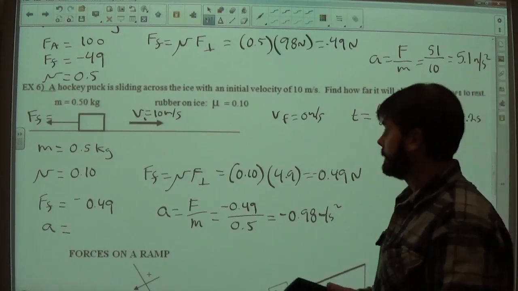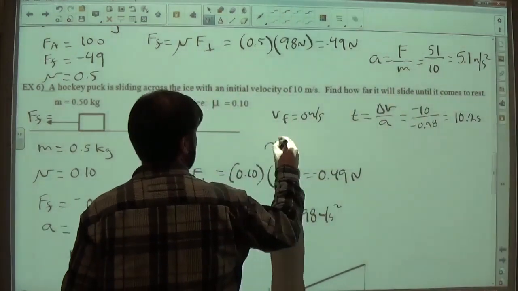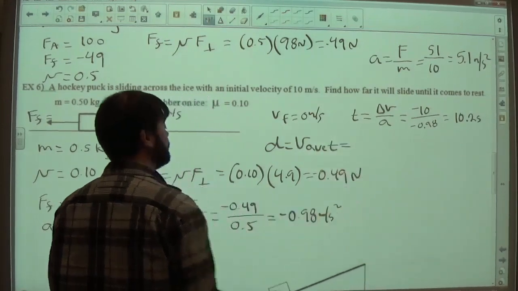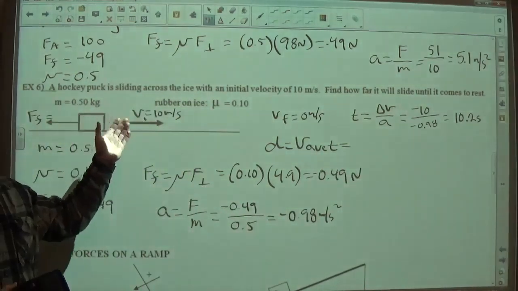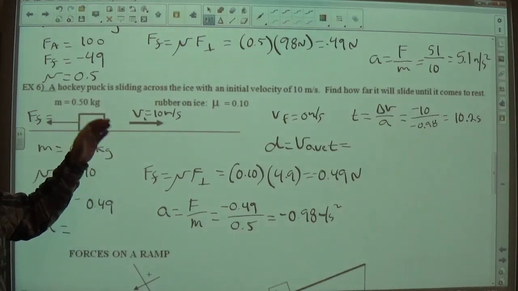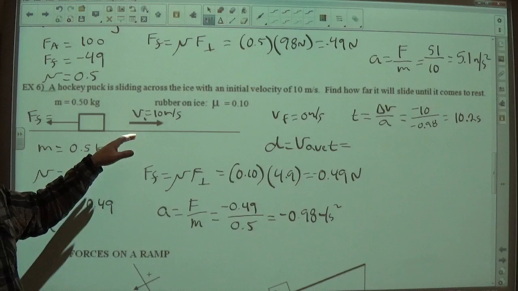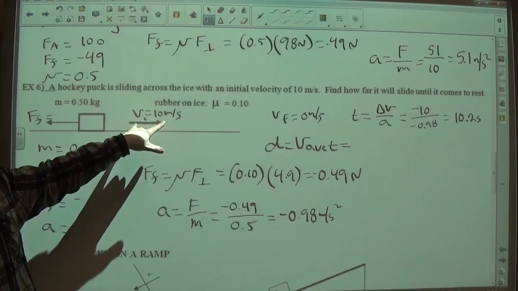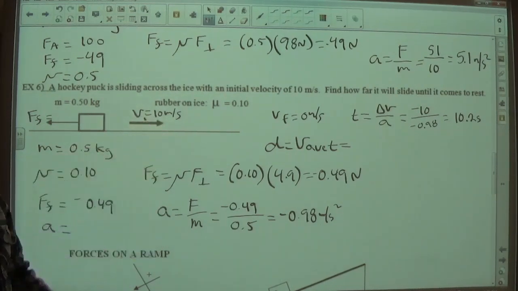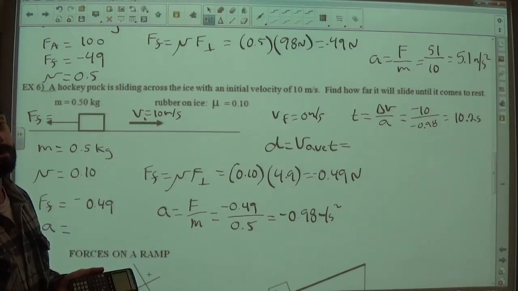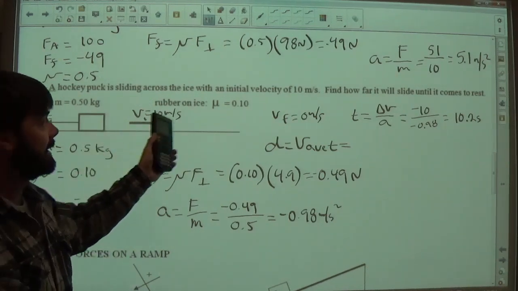And to try to figure out a distance, we have velocity average multiplied by time. How far does it go? What's the rate that it's going, how many meters per second, multiply that by the seconds or the time, and it should tell us how far it goes. Now, a common mistake is people would probably say, okay, it's going 10 meters per second, so let's multiply that by 10.2, and say it goes 102 meters. Well, it's not going 10 meters per second the whole time. It starts out at 10 and ends at 0.